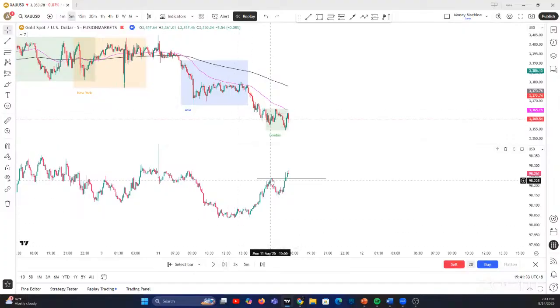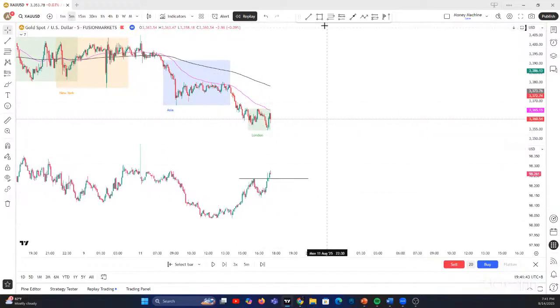Okay, so it broke the higher low. Now, if it's going up, so gold should go down, right? That's a trade idea. Okay, let's try that. So what is our confluence? Okay, bearish engulfing or bullish engulfing. Let's try that.